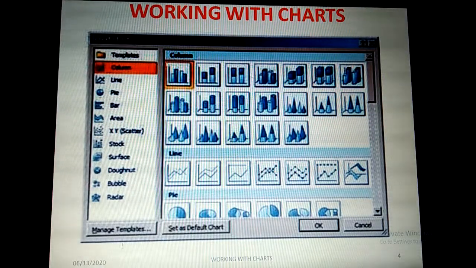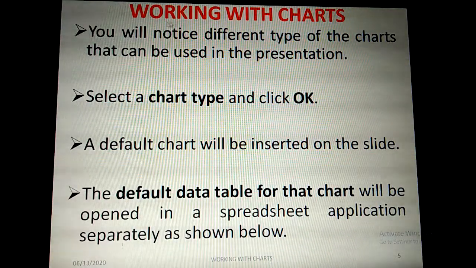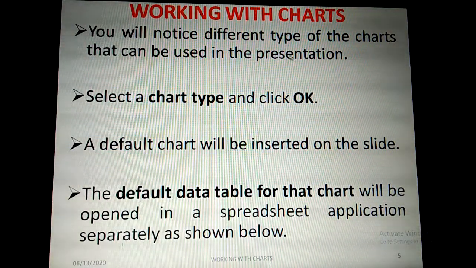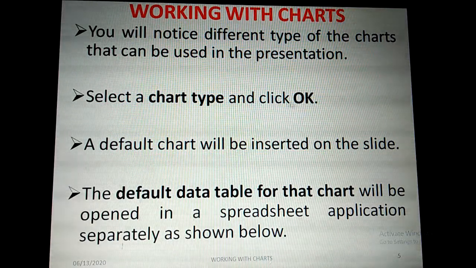If you click on the chart option, the Insert Chart dialog box will appear. It will show a list of different chart types, that is column chart, line chart, pie chart, bar, area chart, then XY scatter chart, stock, surface, donut, bubble, radar. Different types of charts are there. You can choose any one of the charts in the right side window, and click on OK in order to insert the chart in the slide. So you will notice the different types of charts that can be used in the presentation. Select the chart type and click on OK.